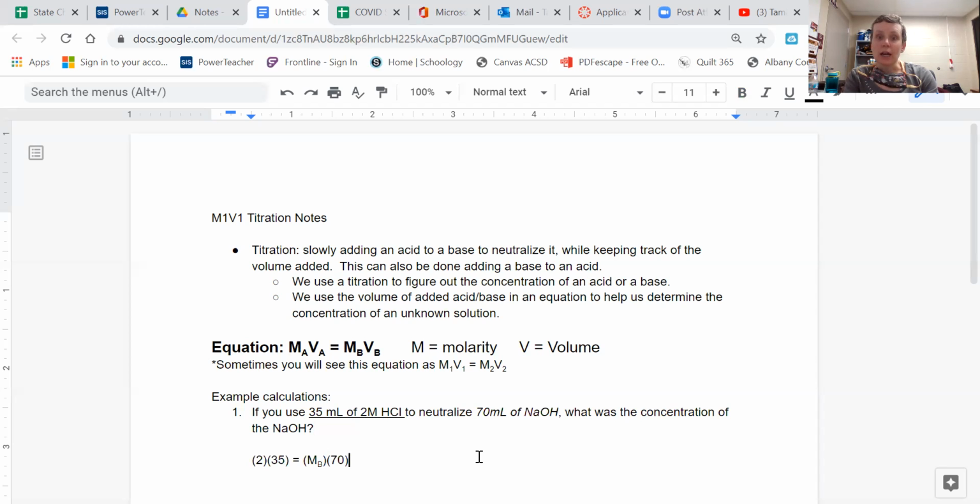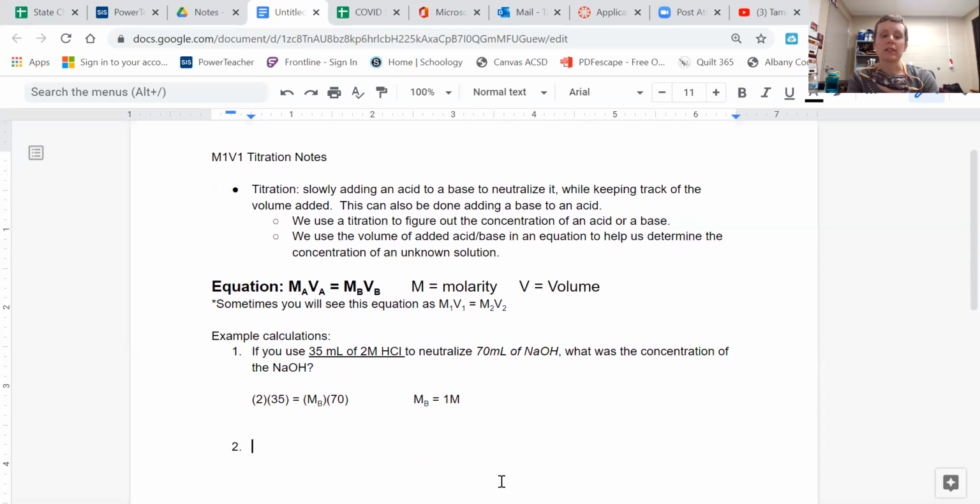If you haven't done this kind of math in a while, in order to get Mb by itself, we're going to divide both sides of the equation by 70. So we're going to have 2 times 35 divided by 70, and we're going to get Mb equals 1 molar. Molarities are always going to be molar, so that's our unit. So the molarity or the concentration of this base is 1 molar.